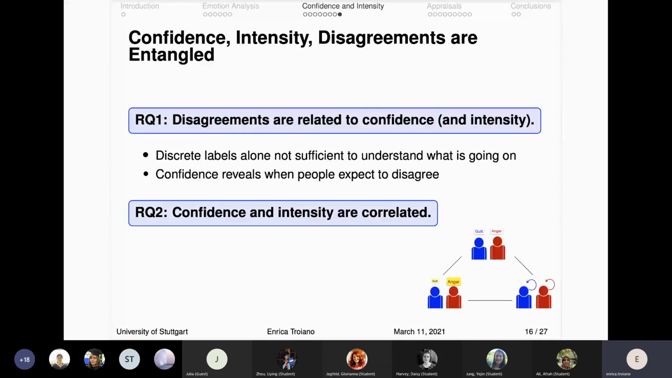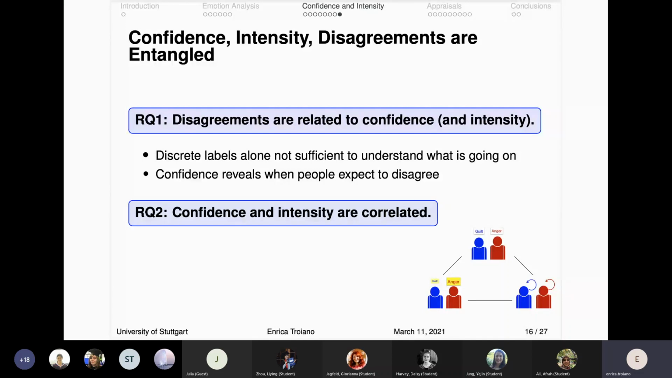So we can now put all this information together. Confidence and intensity are not only related, but they are correlated. As one increases, so does the other. Moreover, both confidence and intensity are related to disagreements that arise on discrete emotion labels. So, in other words, what we have seen is that disagreements are systematic. There are patterns in disagreements because annotators tend to disagree when they are not certain about their performance. But these types of patterns do not emerge if we only use discrete emotion labels. We need this type of additional information.